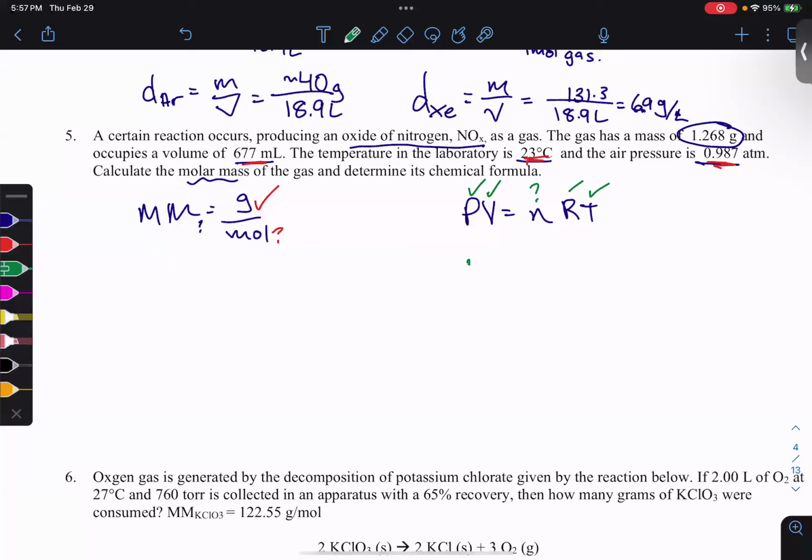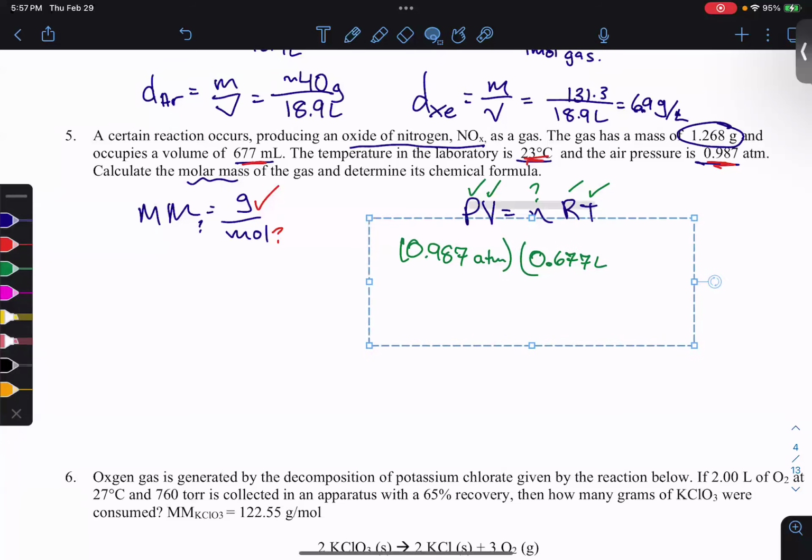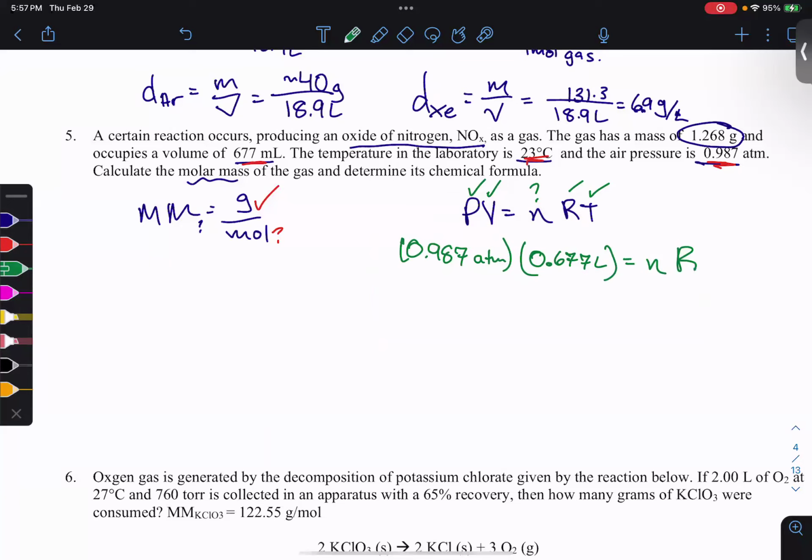So putting it together, 0.987 atmospheres. It occupies 677 milliliters, so that's 0.677 liters. Volume, I'm solving for n, R is a constant, I don't feel like writing it down, and then 23 degrees Celsius is, I don't know, 296? Yeah, 296 Kelvin, right? I didn't do the work, so I actually have to do it.